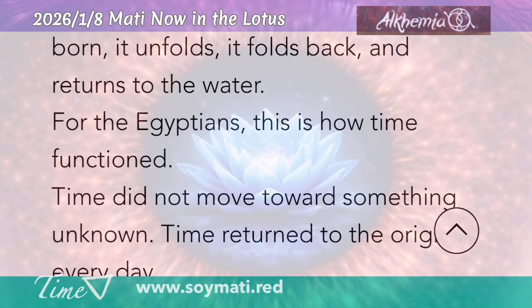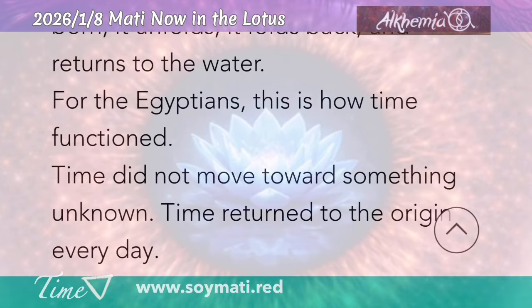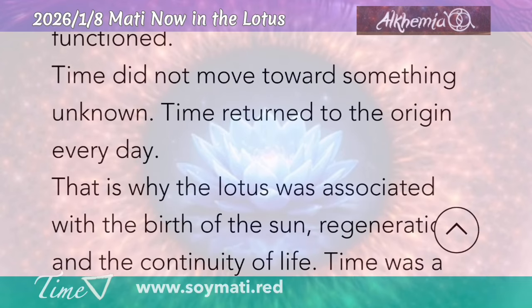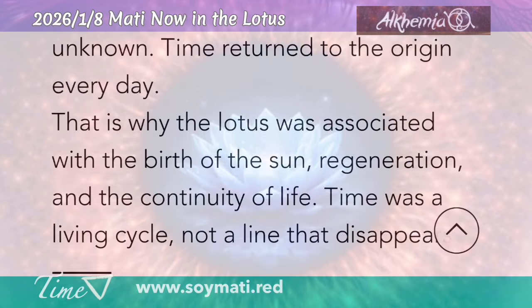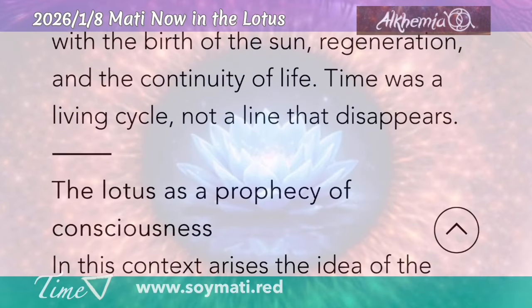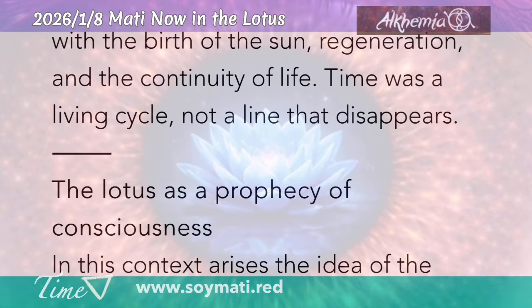For the Egyptians, this is how time functioned. Time did not move towards something unknown. Time returned to the origin every day. That is why the lotus was associated with the birth of the sun, regeneration, and the continuity of life. Time was a living cycle, not a line that disappears.